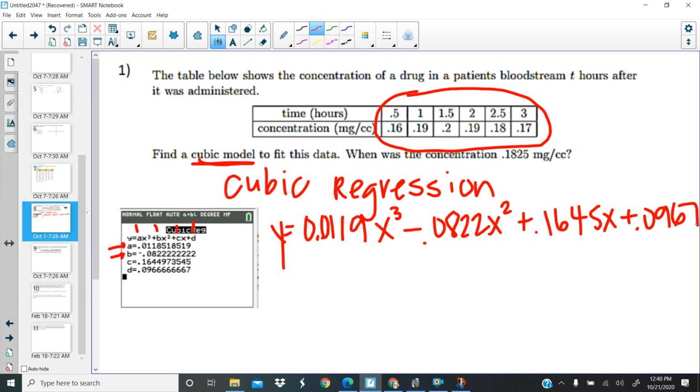Then it asks, when was the concentration 0.1825 milligrams? What we can do for that is graph it and then find the intersections where y equals 0.1825. So I'm going to go ahead and graph our equation really quick.